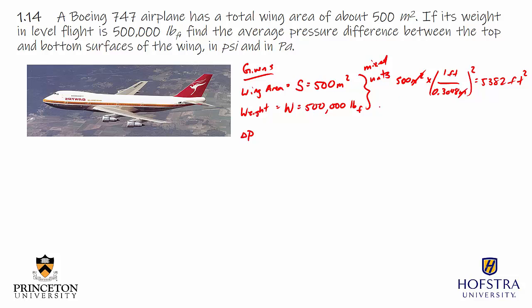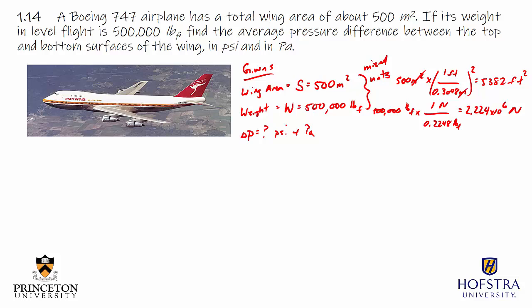And I'll also want to convert the weight, and I'll put that into the international system. And that conversion factor is 500,000 pound force times, in 1 Newton there are 0.2248 pound force, and that gives me a value of 2.224 times 10 to the 6th newtons. And of course we're trying to use this information to find our delta P in PSI and in pascals.